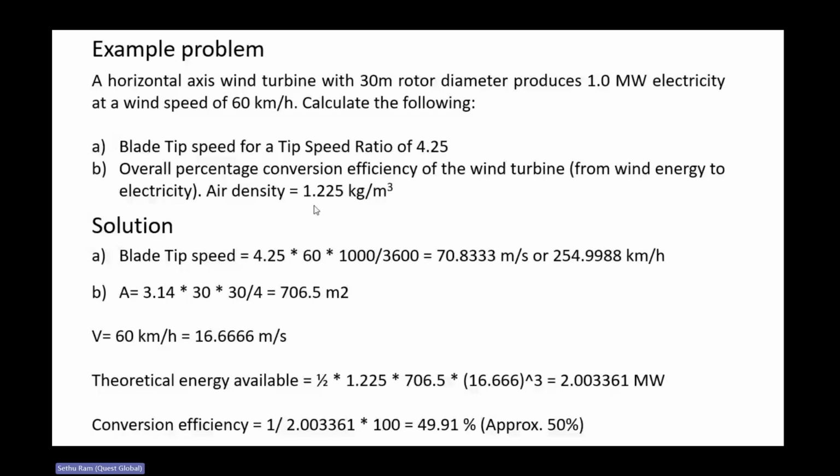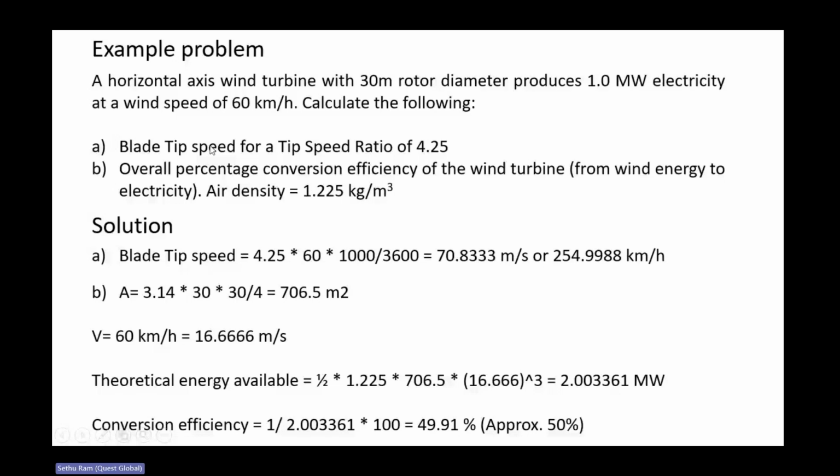A horizontal axis wind turbine with a 30-meter rotor diameter produces 1 megawatt of electricity at a wind speed of 60 kilometers per hour. Then what is the blade tip speed and the overall percentage conversion efficiency of the wind turbine? We have to calculate both.